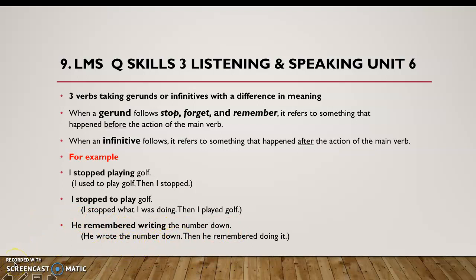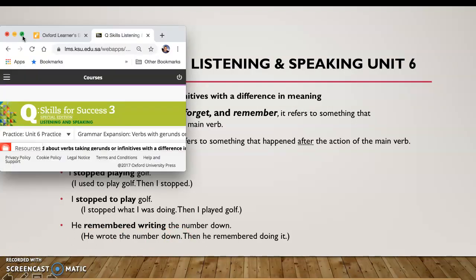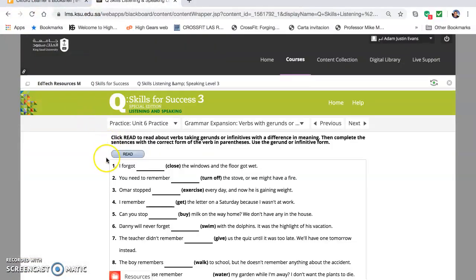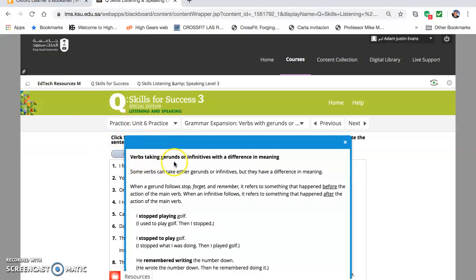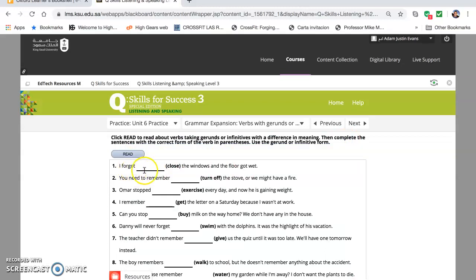Now, you're going to practice this on the LMS too. So let's take a look at that exercise. You can read the information here, verbs taking gerund or infinitives with a difference in meaning. What I'd like you to do is choose, is it close or closing? Turn off or turning off?